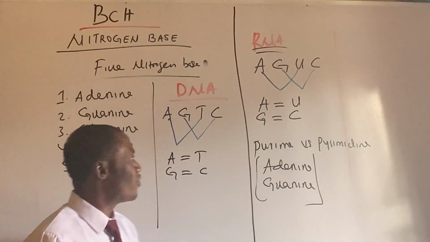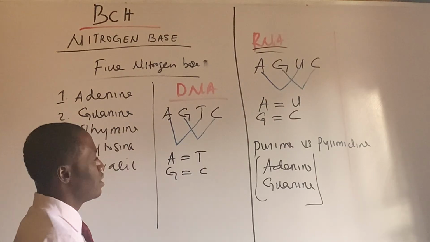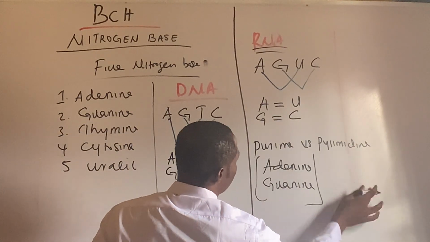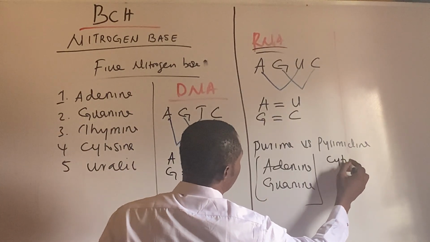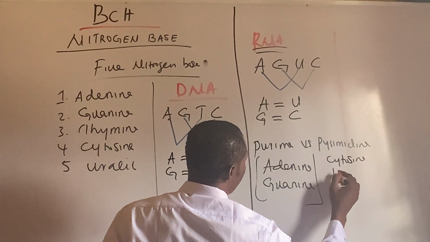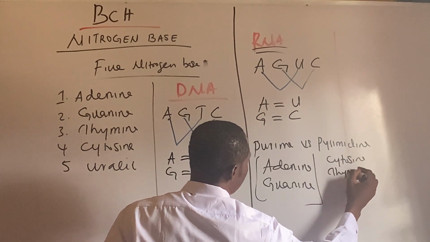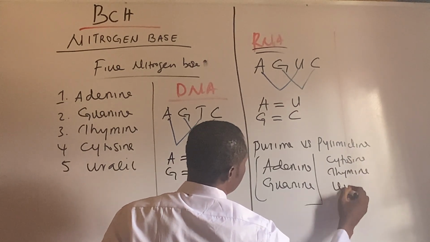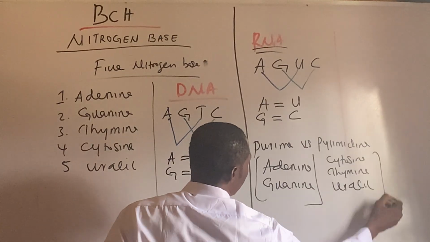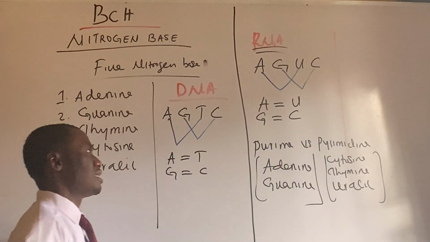All right. Now, the pyrimidines are the cytosine, the thymine, and then the uracil. They have a simple structure.